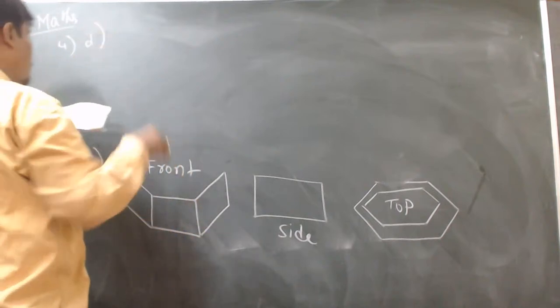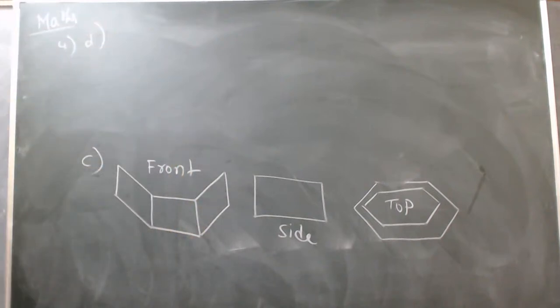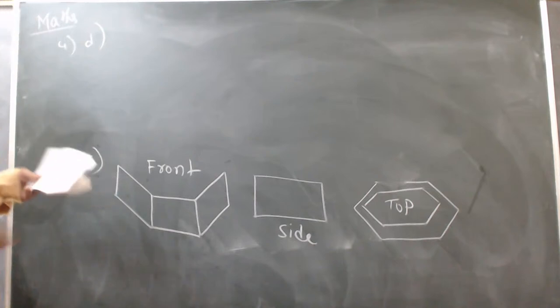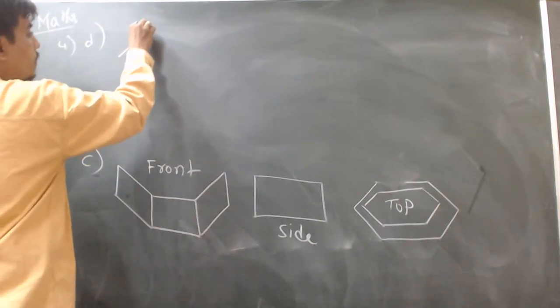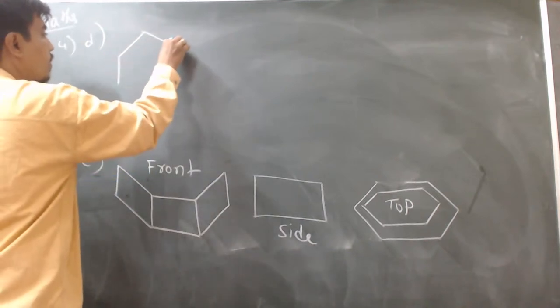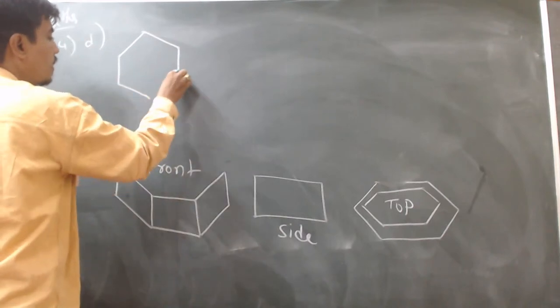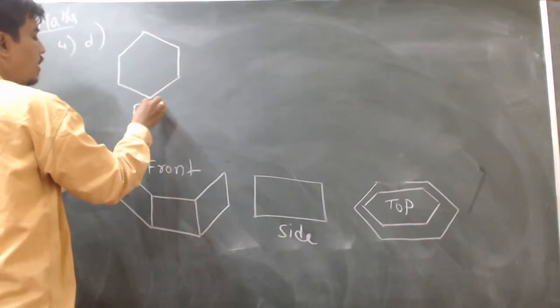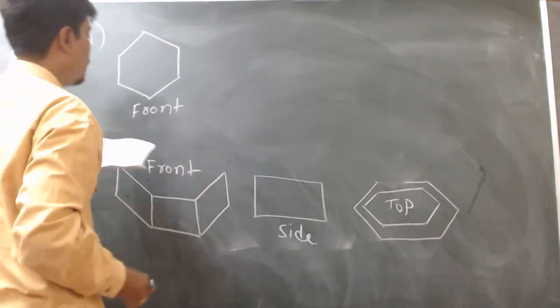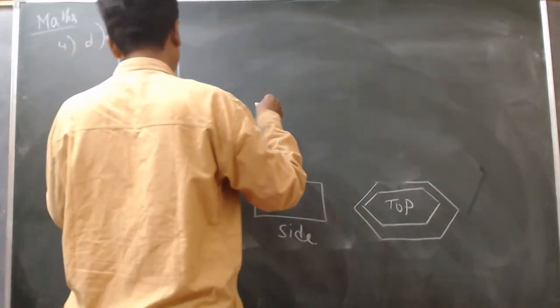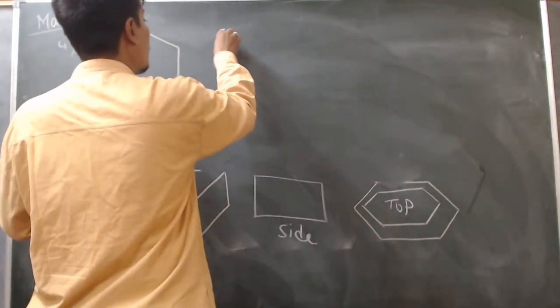Fourth one, what have they given? Fourth one, they have given a hexagonal block. What have they given? Hexagonal block. From front it will look like this. Hexagonal means six sided. Sometimes it will be in this shape, and from side it will look like this.